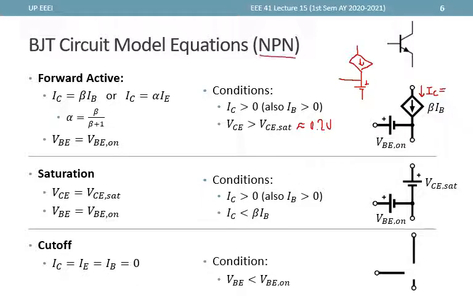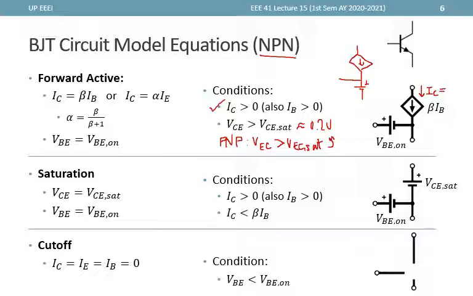Now for PNP, this same condition must be met, although the direction of IC is now different and also IB. But for PNP, what we check is VEC to be greater than VEC sat, where VEC sat is normally, again, around 0.2 volts.